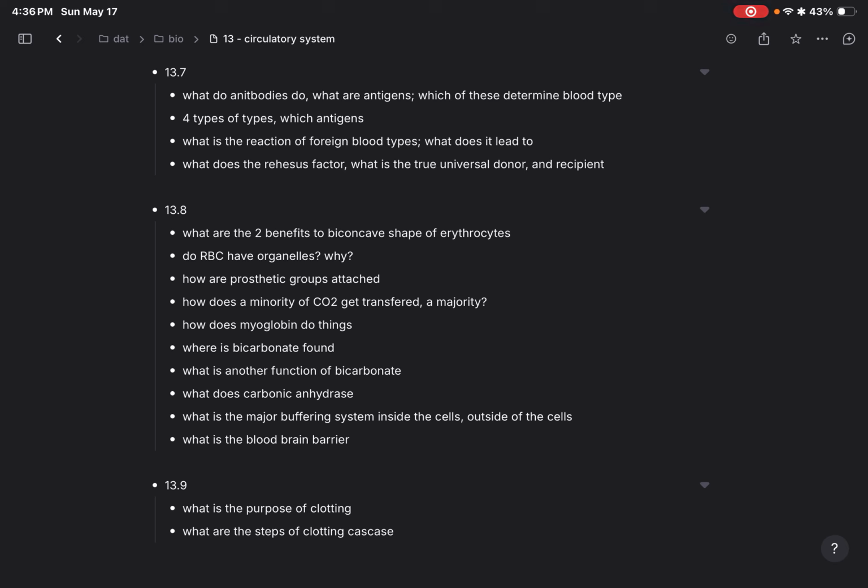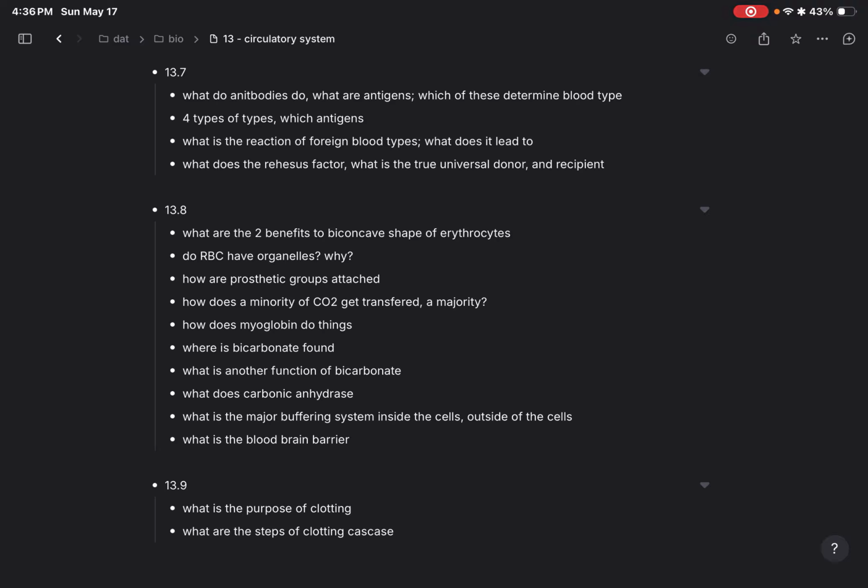Wait. O negative. Hold on. No, O negative, because if you're O negative, then you have no antigen. So then you're able to chill in, right? Yeah, you have to be O negative. And then the universal recipient would be AB positive.